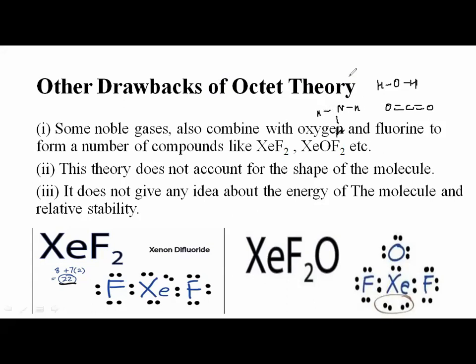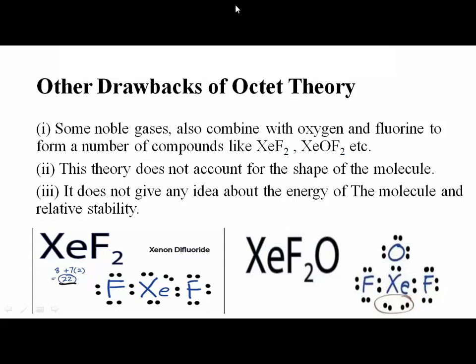So nowhere were the shapes of the molecules explained by the octet rule. Actually, those are not the shapes of the molecules. NH3 has a different shape. Water has a different shape. Carbon dioxide has its own shape. So it does not account for the shapes of the molecules. It does not give any idea about the energy of the molecules and the relative stability. So this is about the drawbacks of the octet rule.